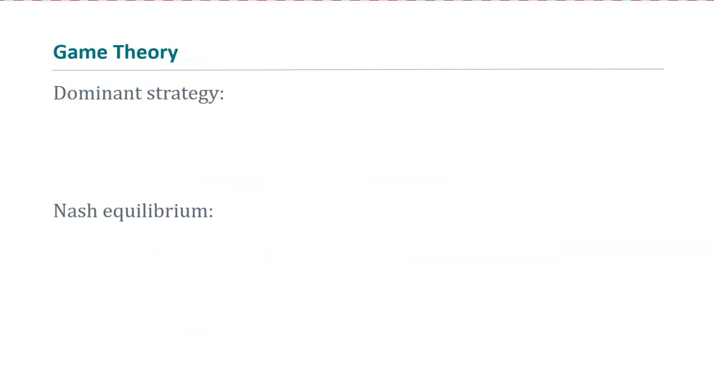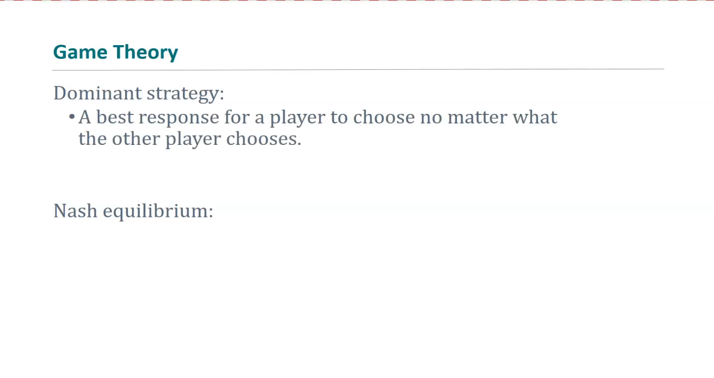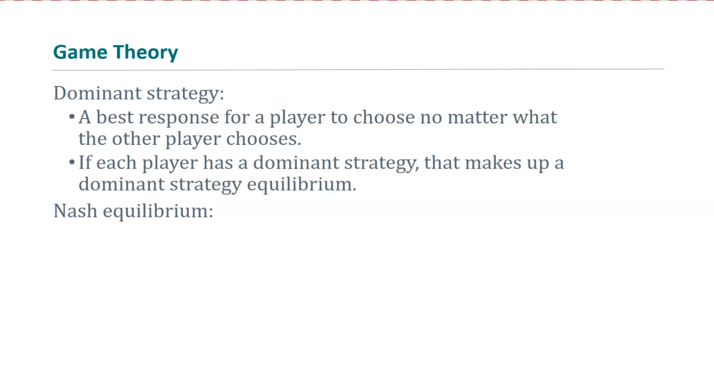Sometimes the players will have what's called a dominant strategy. So a best response for a player to choose no matter what the other player chooses. So when you're looking at your options, you don't know what the other guy's going to do, but given that you know what their options are, when you look at your options, if it turns out that regardless of what they choose, your best response is a particular one, either way, then that would be your dominant strategy. And if each player has a dominant strategy, that makes up the dominant strategy equilibrium.